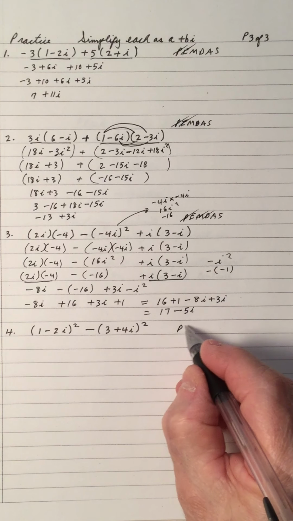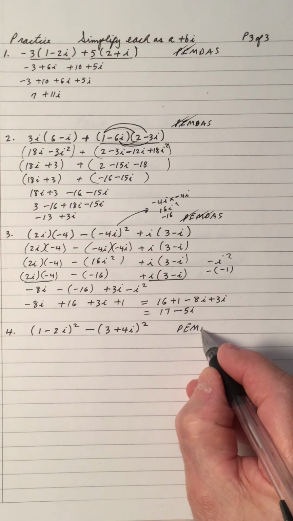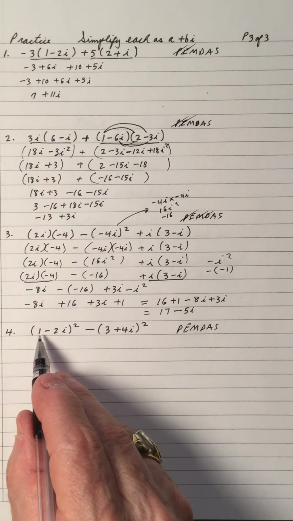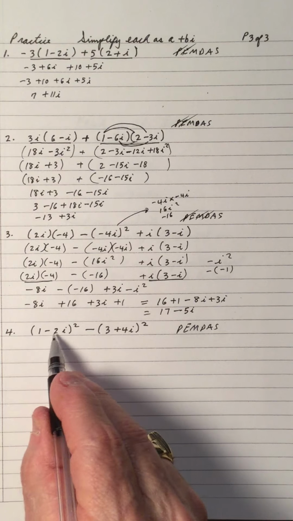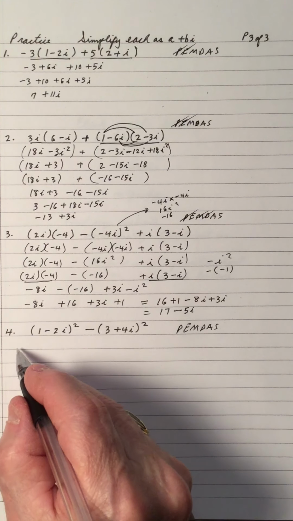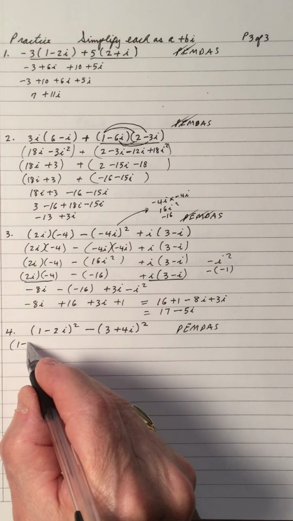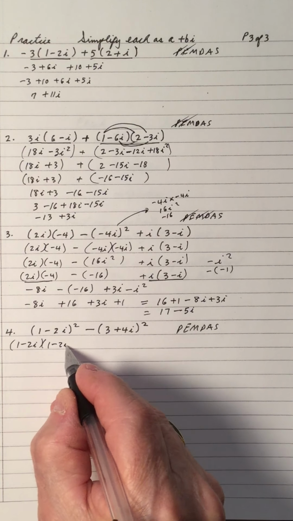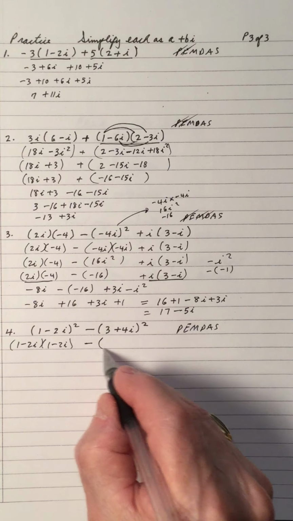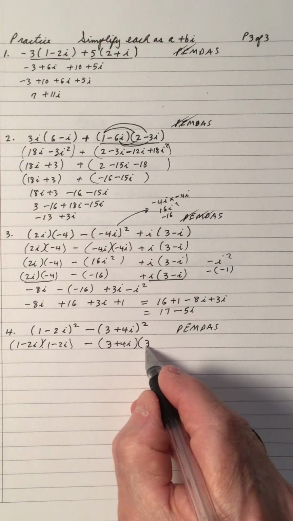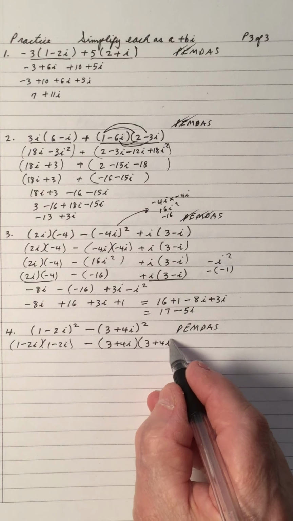And number 4, PEMDAS: P-E-M-D-A-S. Inside the brackets can't be subtracted. Inside of this bracket you can't subtract. So I have to do these powers first. So I have (1 minus 2i) squared, subtract (3 plus 4i) times (3 plus 4i).